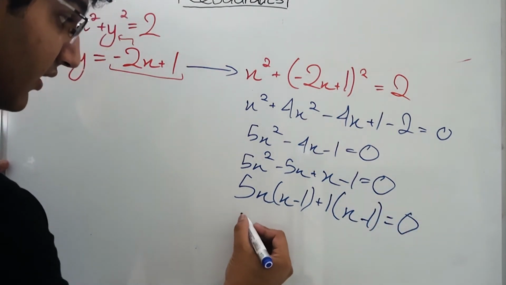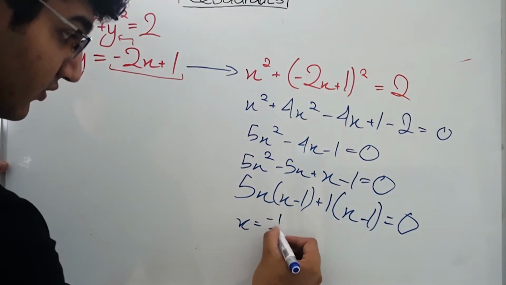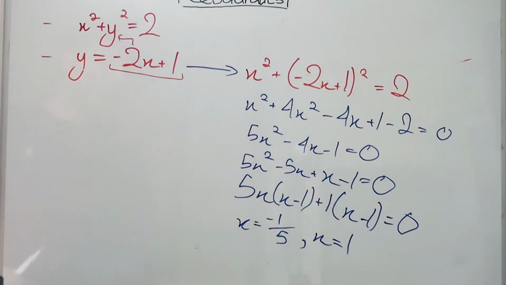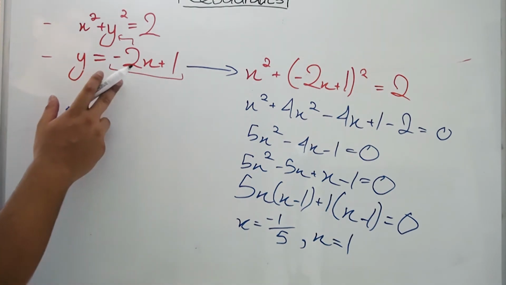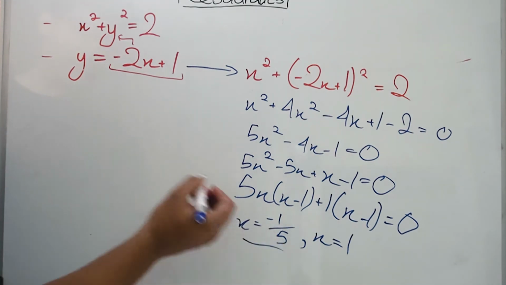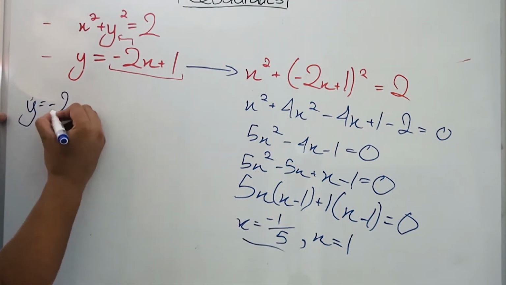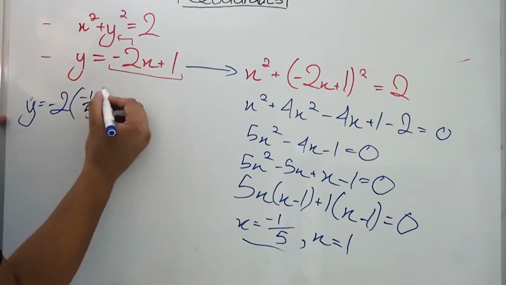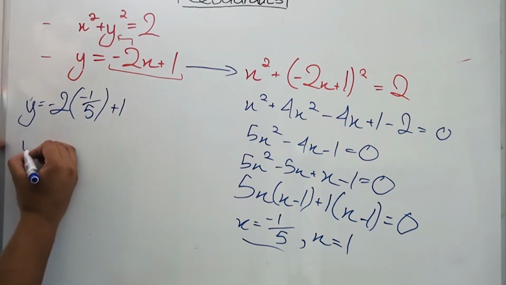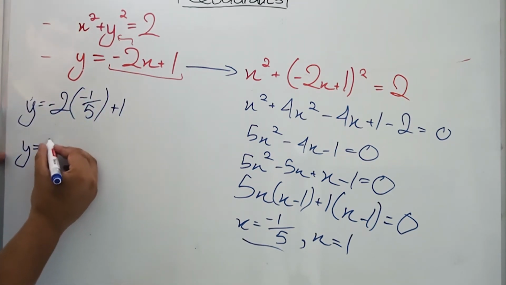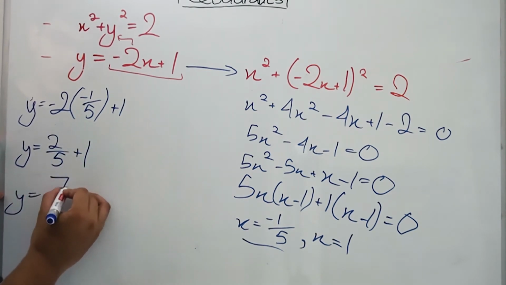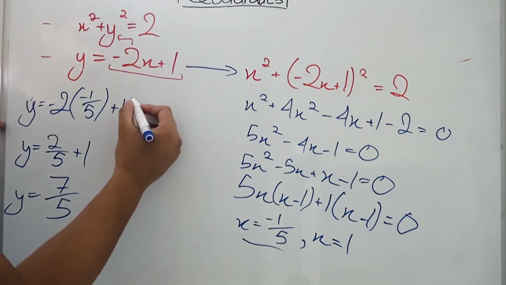Now that we have it factorized, it will be x is equal to minus 1 over 5 and x is equal to 1. Now we can put these values of x into this equation and get the corresponding values of y. Let's do this one first. y equals minus 2 times minus 1 over 5 plus 1. I substituted this value of x for this x. So now, if we use this, it will be 2 over 5 plus 1, 7 over 5. This is the first value.